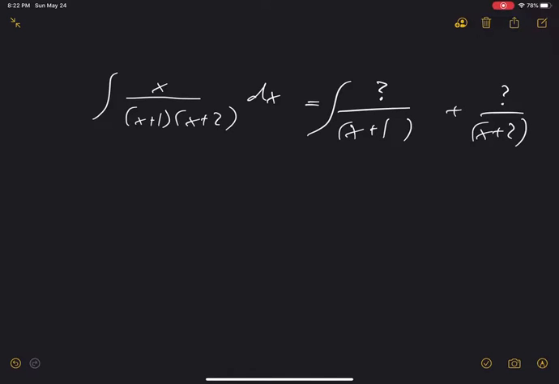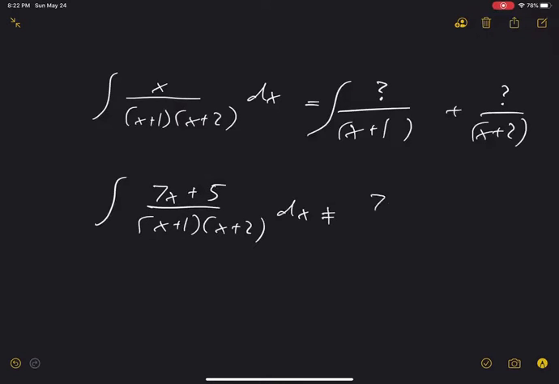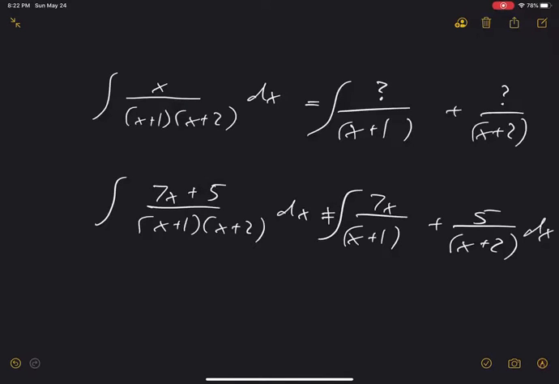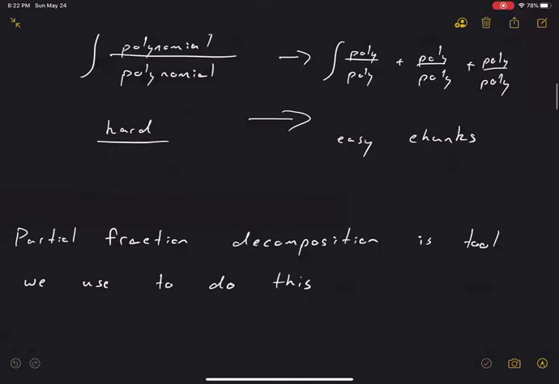It's not as easy as just, so an example of what we can't do is, if we had something like this, this does not equal this. We've got to be careful how we split it up. We can't say it's equal to this. Hopefully that's clear. We've got to be careful how we split up these fractions. Partial fractions is going to be the method we use to do this.